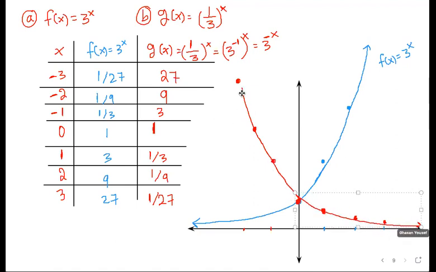Like this. And here, up like that. So again, this is the red one. The function, this one, is g of x equals 3 to the minus x.